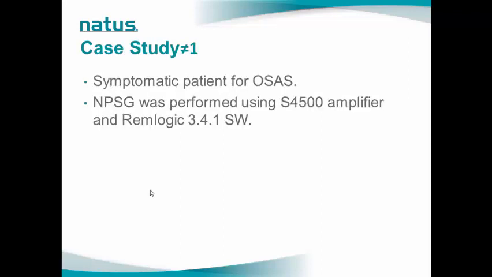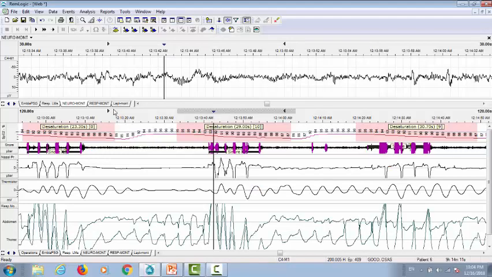Case study number 1. We have a patient symptomatic for obstructive sleep apnea syndrome. Nocturnal polysomnography was performed using the S4500 amplifier and Neurology 3.4.1 software. The upper window shows a 30-second time base, while the lower window shows a 2-minute time base. The upper window shows the EEG trace, C4-M1, just to associate arousals with the respiratory events. The lower window shows the respiratory traces.